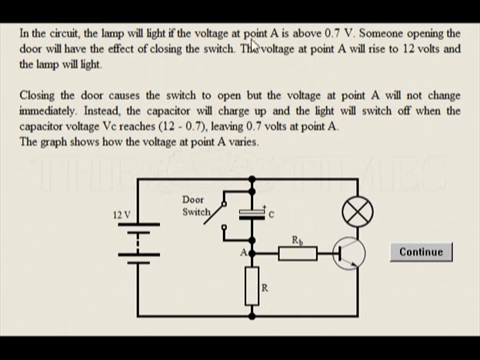The lamp will light if the voltage at point A is above 0.7 volts. Someone opening the door will have the effect of closing the switch. The voltage at point A will rise to 12 volts and the lamp will light. Closing the door causes the switch to open, but the voltage at point A will not change immediately. Instead, the capacitor will charge up and the light will switch off when the capacitor voltage VC reaches 12 minus 0.7, leaving 0.7 volts at point A. The graph shows how the voltage at point A varies.